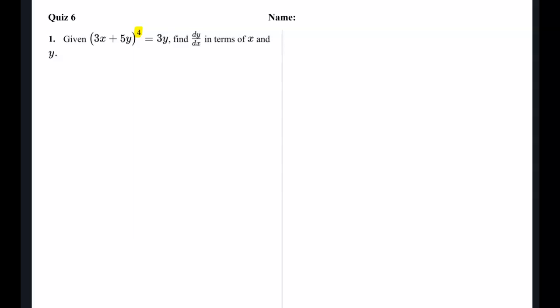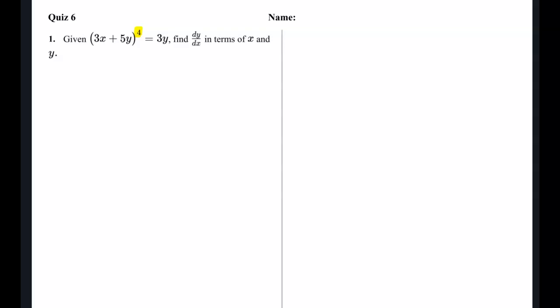I wanted to go over one example from quiz 6, and that's question number 1. What we have over here is our inside function, which is 3x plus 5y, and then to the power of 4, which is our outside function. We're going to start by using the power rule. Then we're going to differentiate the inside.